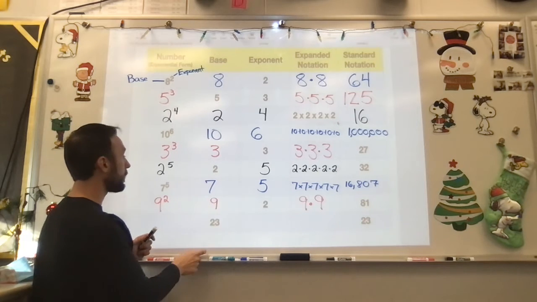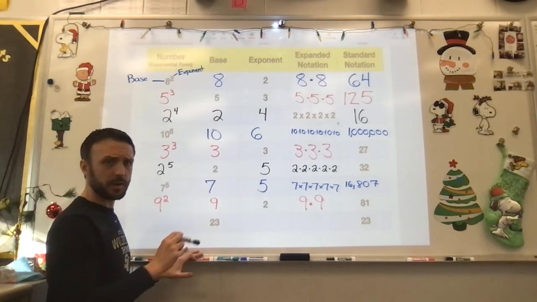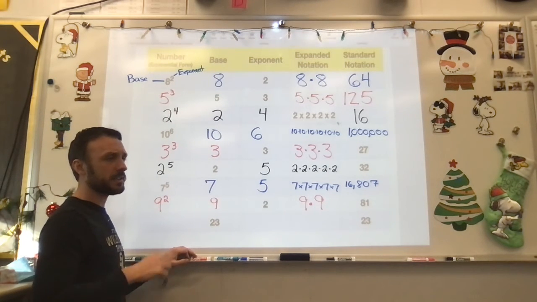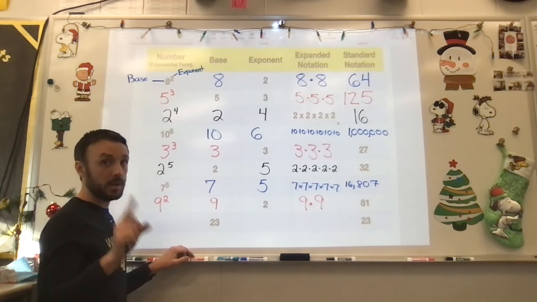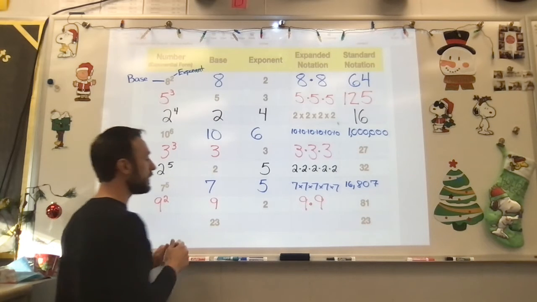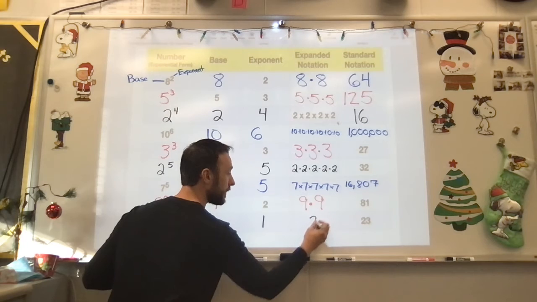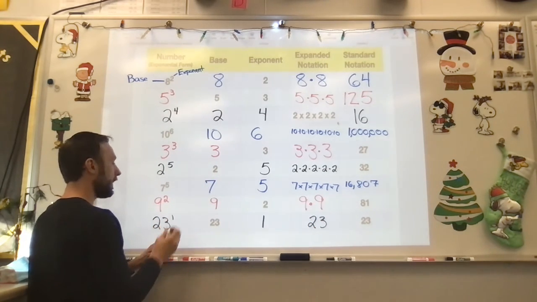And my very last problem here would be I have a base of 23 and a standard notation of 23. So, well, what would my exponent have to be for my number to stay the same? If I start with a number and I end with that same number, it can't be 2 because I'd be multiplying and make it bigger. It can't be 0 because we all know that anything to the 0 power is 1. So the only power it could be would be the 1st power, because that means I have 23. So that'd just be 23, and that'd be 23 to the 1st power.